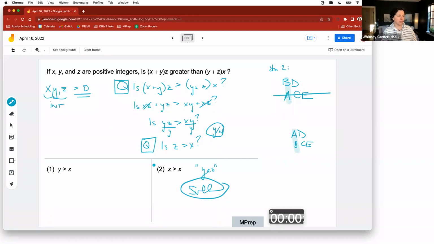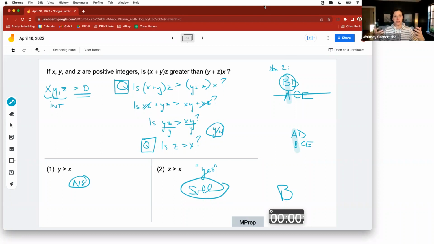Knowing that Y is bigger than X gives me no information about Z, because there's no upfront information. So knowing that Y is bigger than X doesn't tell me that Z is, and so not sufficient. My correct answer then is B. I'll stick with just B. Okay, so the importance of the rephrase.